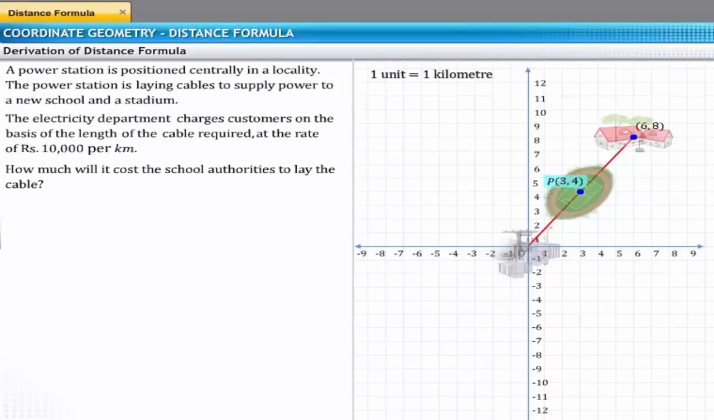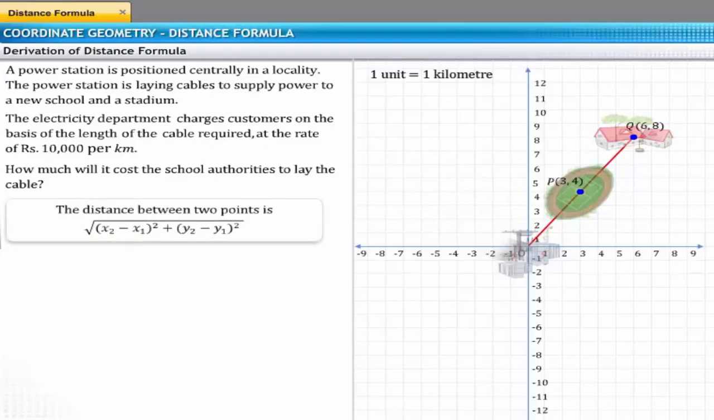Stadium P is at (3, 4) and school Q is at (6, 8). The distance between the stadium and the school is represented by line segment PQ. The formula for calculating the distance is square root of (x2 minus x1) whole squared plus (y2 minus y1) whole squared.